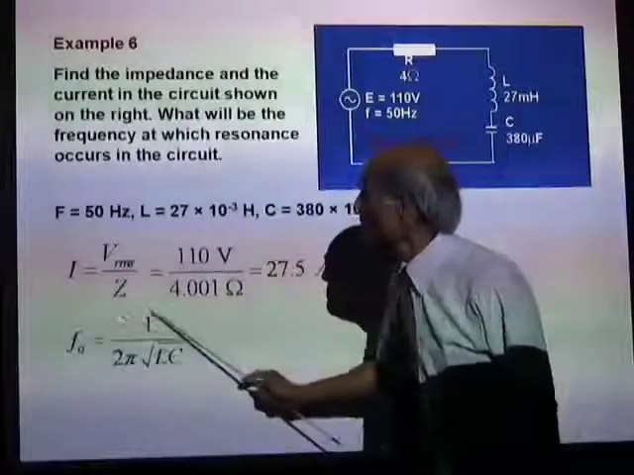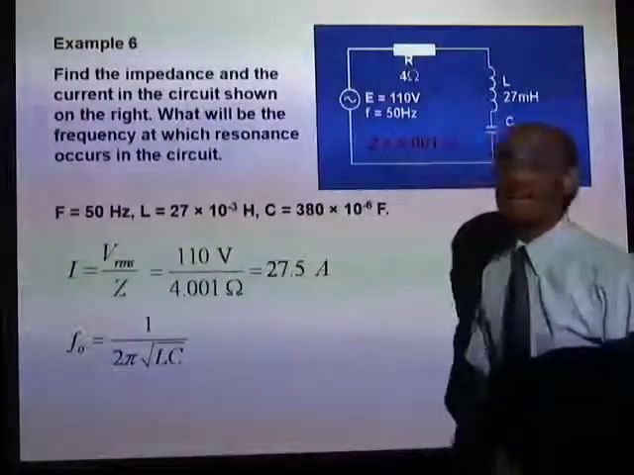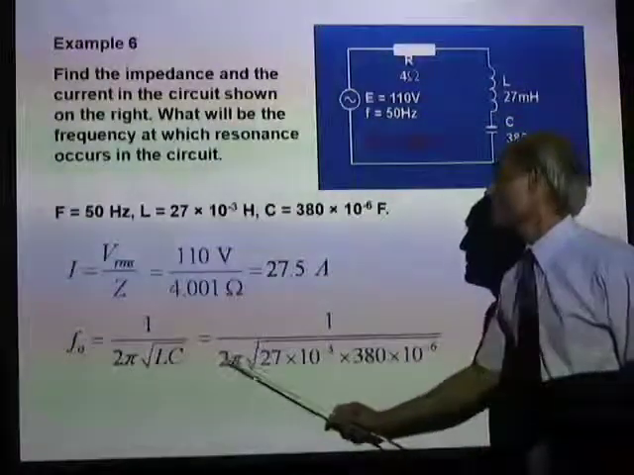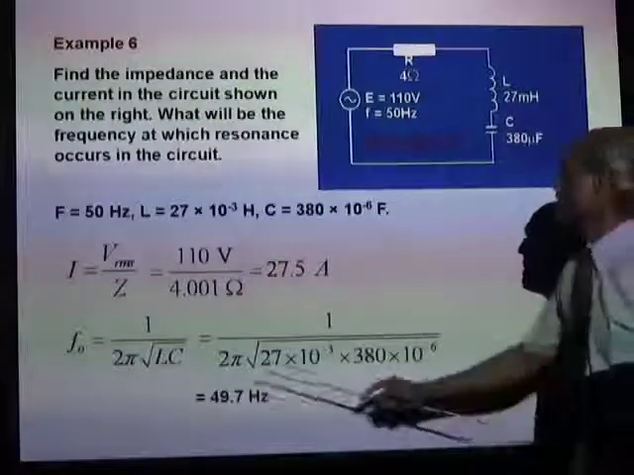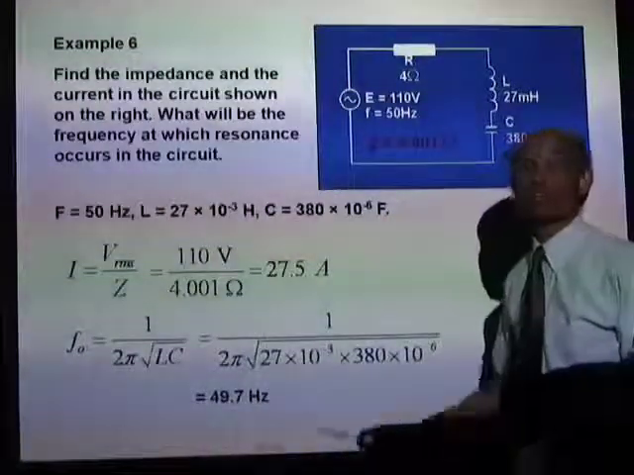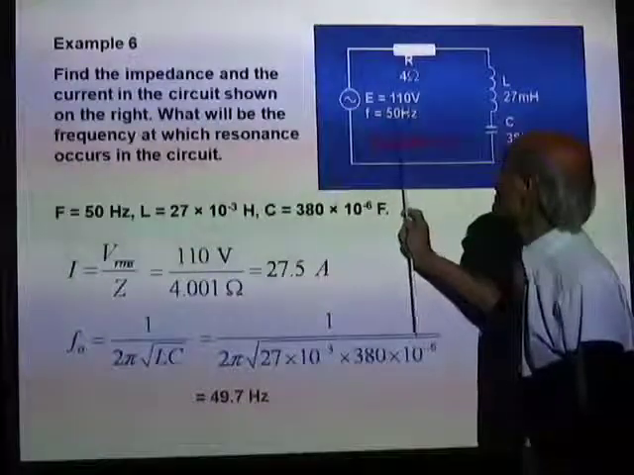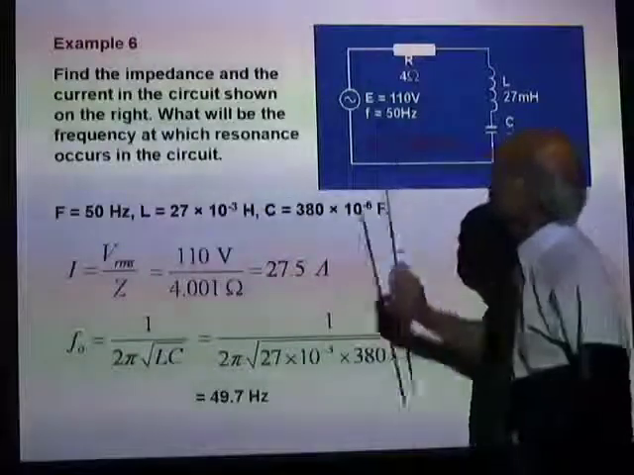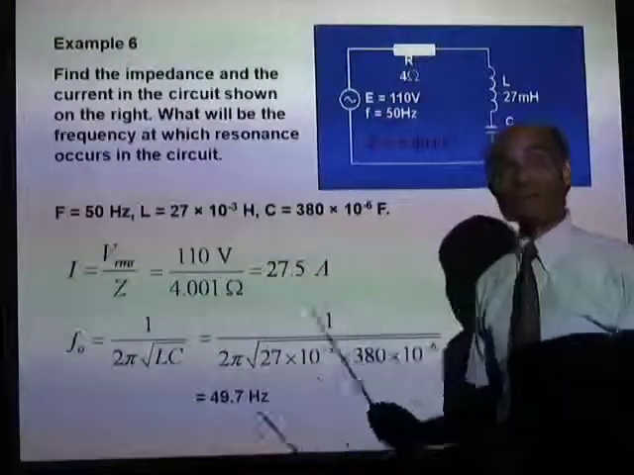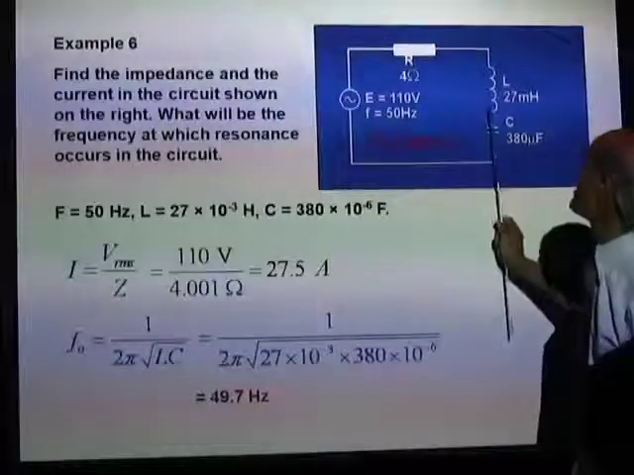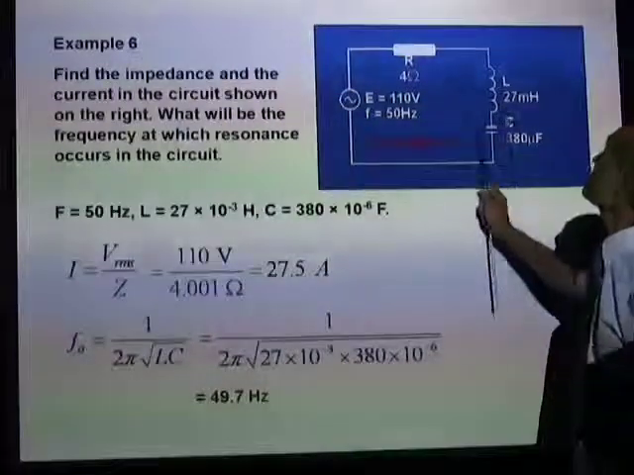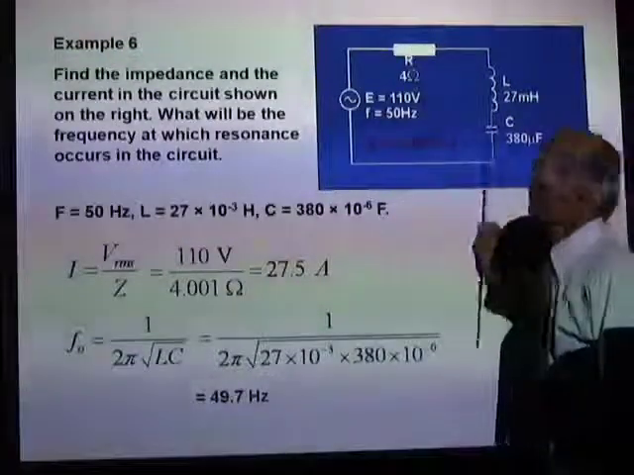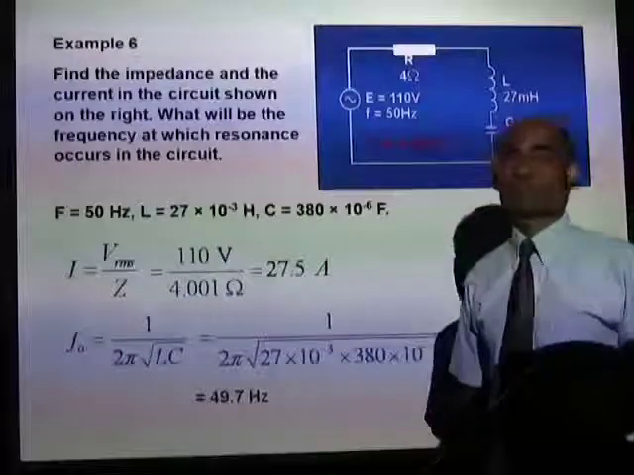Now, F0 is 1 over 2 pi square root LC. F0 is the resonant frequency, and using the values of L and C, it will be 49.7 Hertz. The one we have used is 50 Hertz. So if the frequency now changed slightly, that will be the resonant frequency of that circuit. At that frequency, the capacitive reactance will be equal to the inductive reactance. They will cancel each other, and the circuit will be purely a resistive circuit.